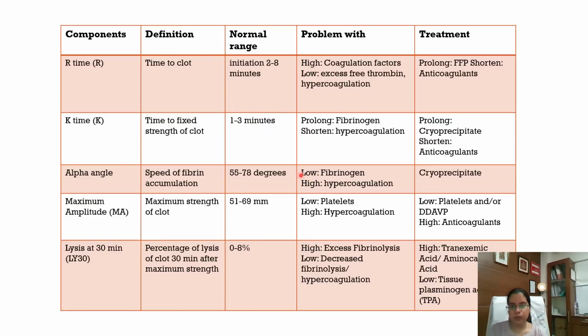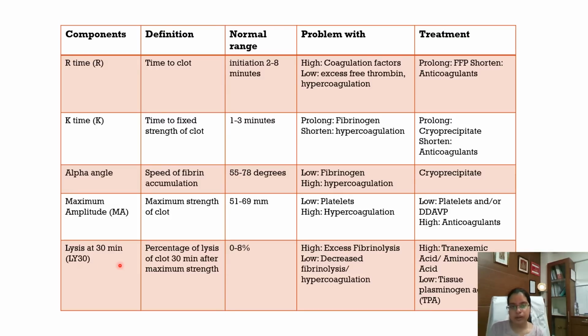We know if it is low, then there is a problem in fibrinogen, and if it is high, then hypercoagulation. So if it is low, we will give cryoprecipitate. Now maximum amplitude, it is the maximum strength of the clot. 80% it is dependent on platelets and 20% on fibrinogen. So if it is low, we will give platelets, and if it is high, we will give anticoagulants.